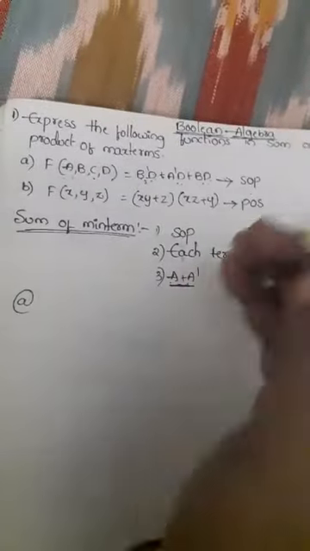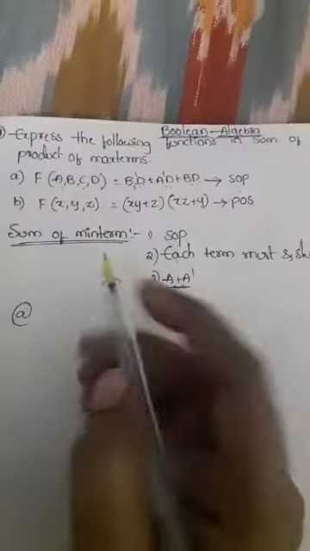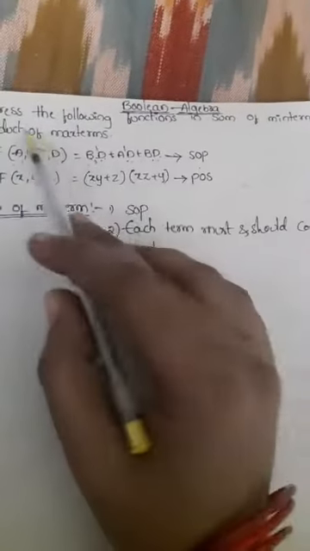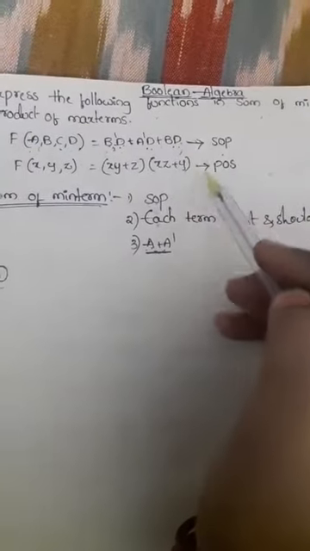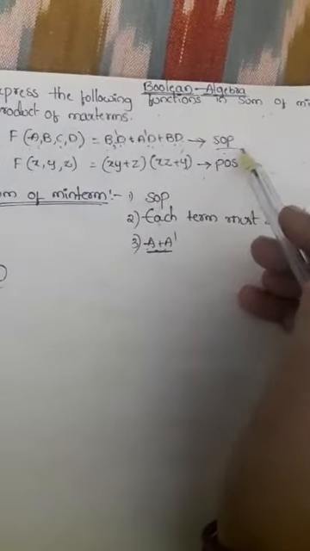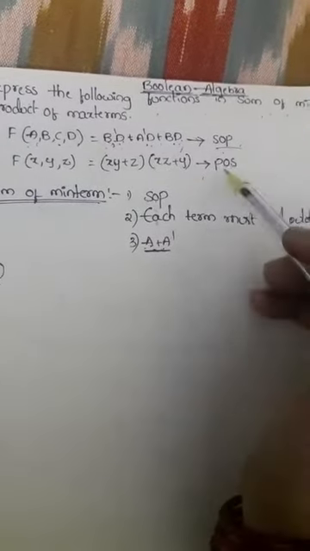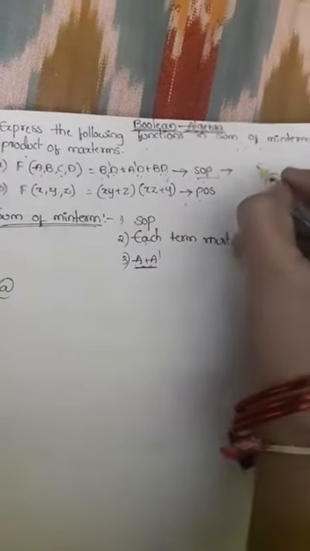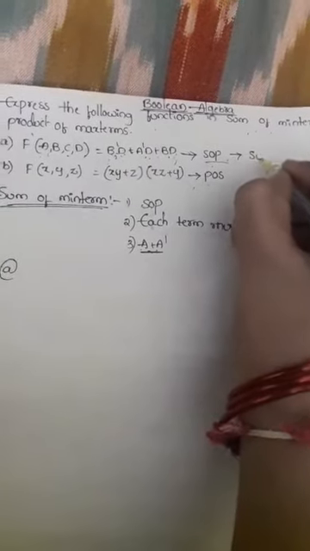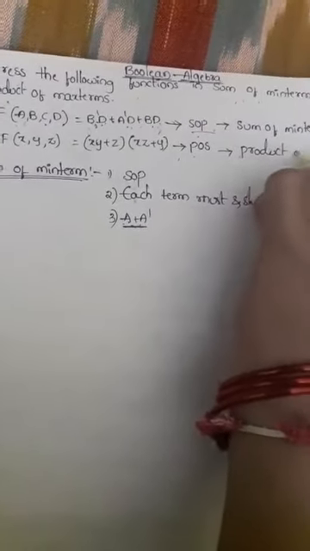Now we'll see the first problem. By following these rules, we can simplify the sum of minterm equation. Express the following functions in sum of minterms and product of max terms. First check whether it is SOP or POS. SOP is applicable for sum of minterm, and POS is applicable for product of max term. So the first problem is related to the sum of minterm, and the second problem is related to the product of max terms.